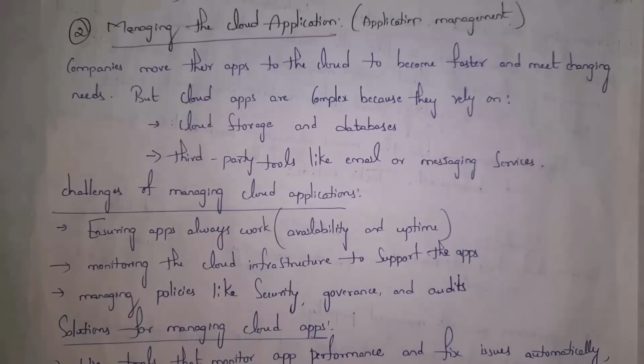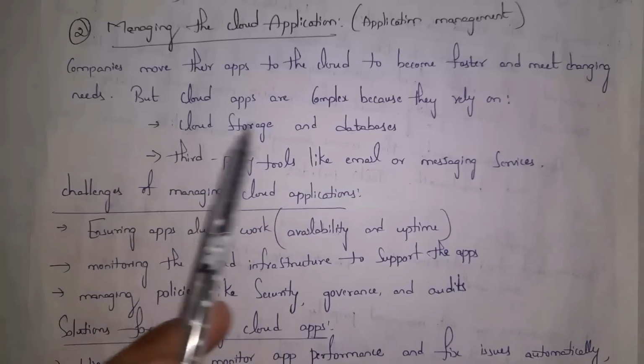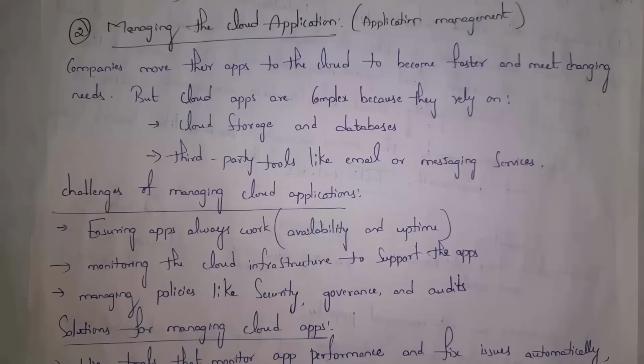So whenever companies place their app in cloud, then that app must completely depends on cloud. If there is any problem in cloud storage or database, then that app will stop working. These are challenges of managing cloud applications. So whenever any companies place their app in cloud, we must ensure that app must always work. That is nothing but app must be available to users. This is meaning of availability.